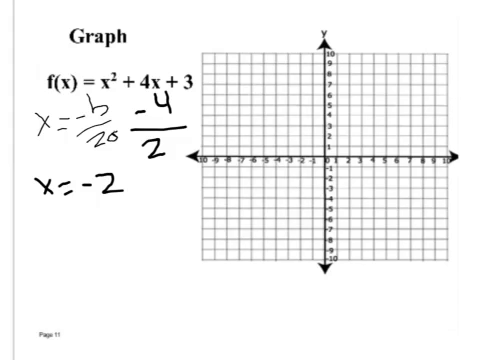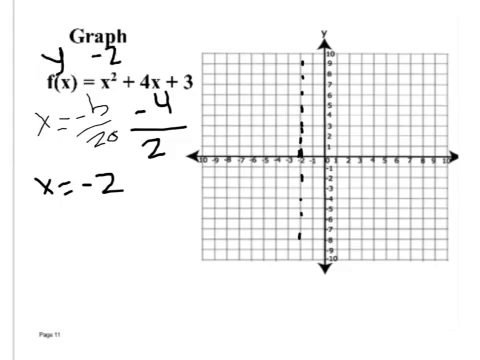Alright, we found the axis of symmetry. So I can draw an imaginary line at negative 2. That's my axis of symmetry right there. Next thing I need to do, if you look on your steps, is find the vertex. So I take negative 2 and plug it in for x. That will give me my y.